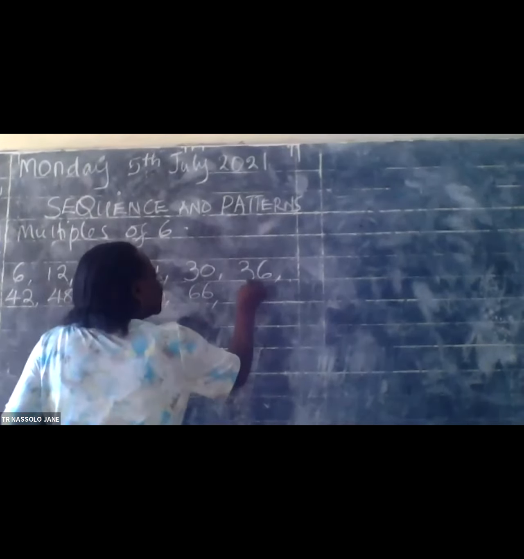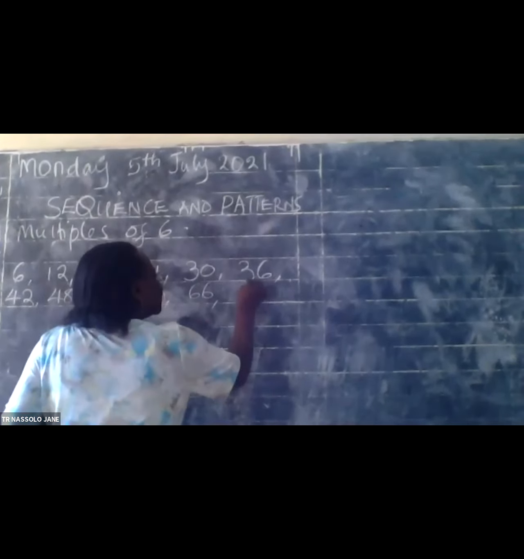What is the fourth multiple of 6? It's 24. Looking at the numbers, you can get these multiples. We have the first, the second, the third, and the fourth. Therefore, the fourth multiple of 6 is 24. But then, how else can we get the fourth multiple of 6? If we are not to use that table, how else can we get it? Dagire?